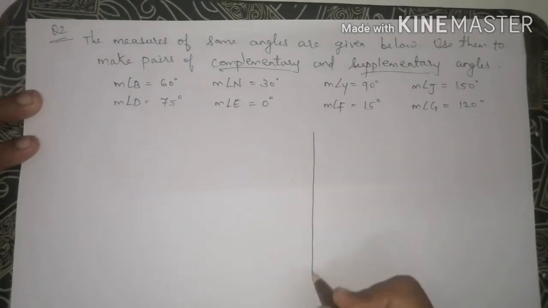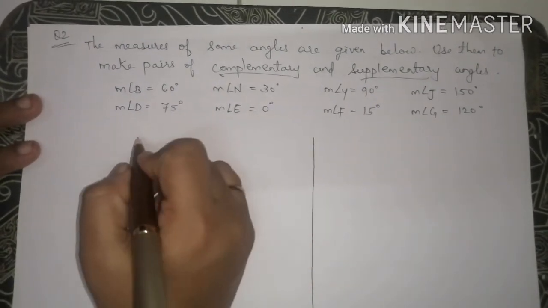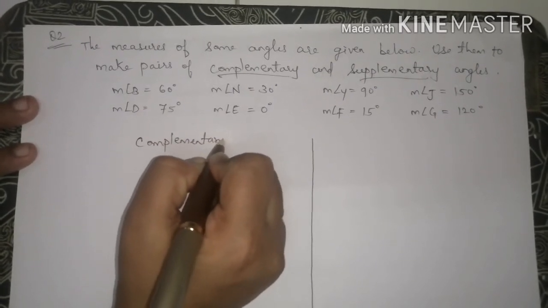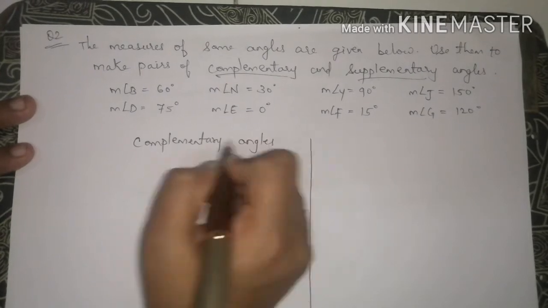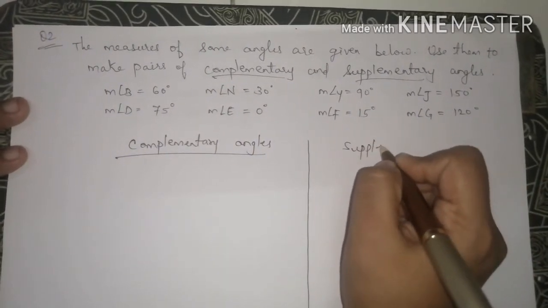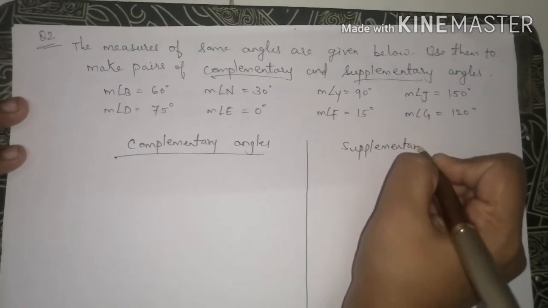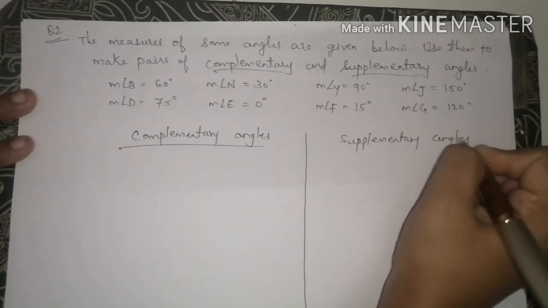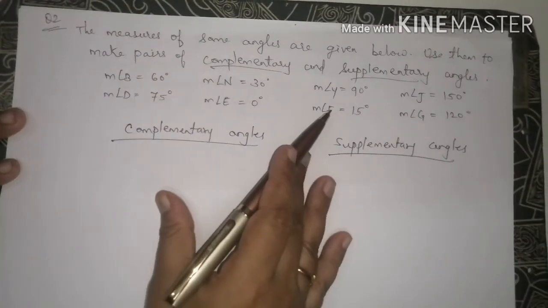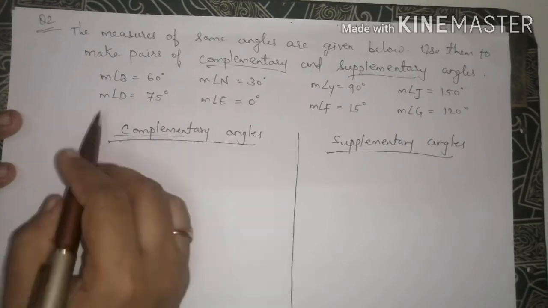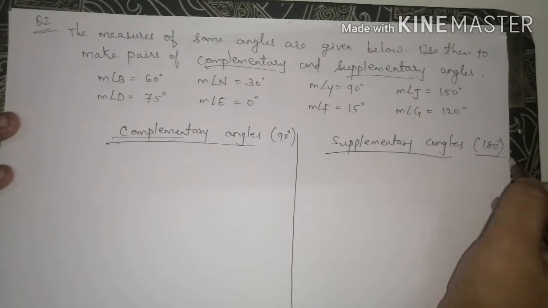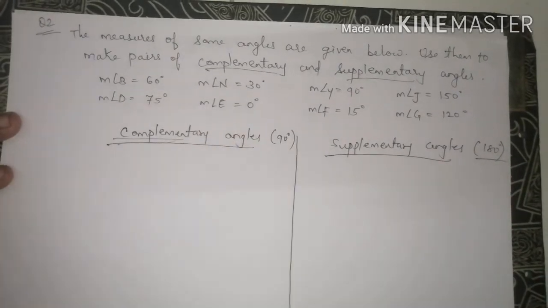So you have to make one column in the center, and on one side we will write complementary angles, and on the other side we will make a partition. One side complementary and the other side will write supplementary angles. From these given angles we have to find which are complementary and which are supplementary. Complementary means whose total is 90 degrees, and supplementary means two angles whose total is 180 degrees. This we have already studied.